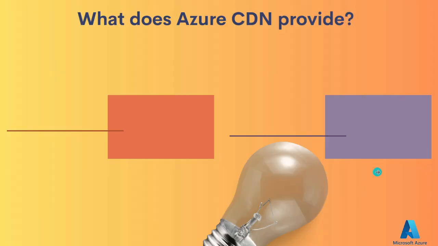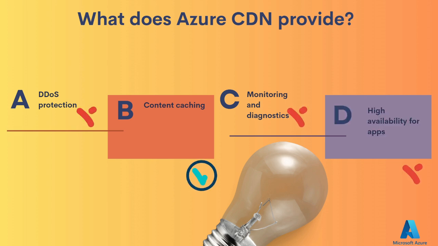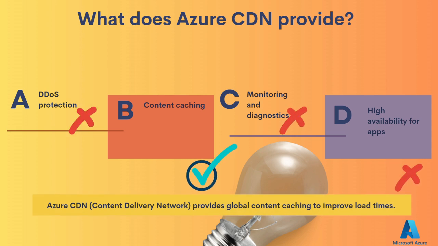And our next question is, what does Azure CDN provide? And our options are DDoS protection, content caching, monitoring and diagnostics, high availability for apps. And our right answer is content caching. Azure CDN provides global content caching to improve load times. Let's go to the next question.